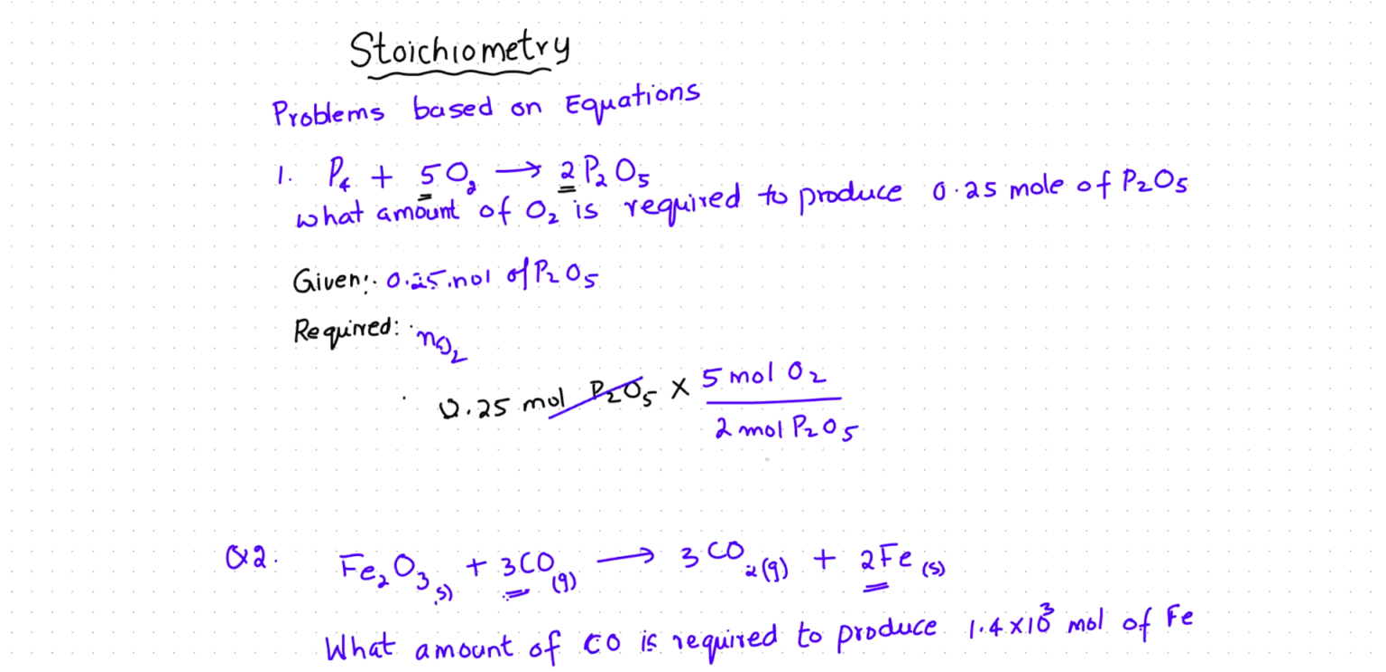Now we have 0.25 times 5 divided by 2. That comes to 0.625, so 0.625 moles of oxygen. So this is the answer.